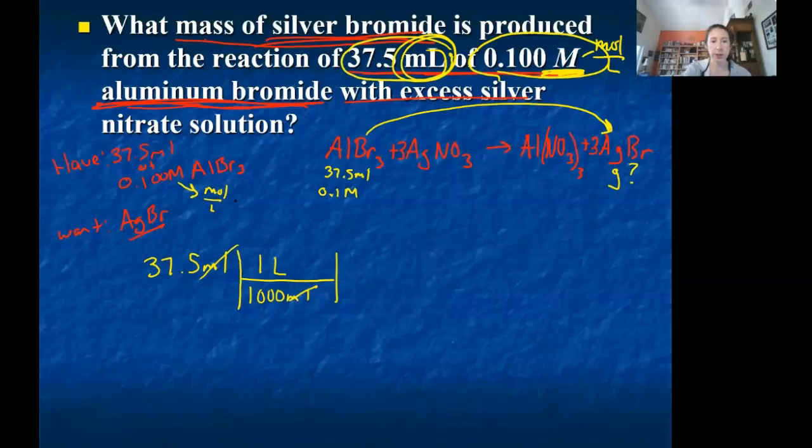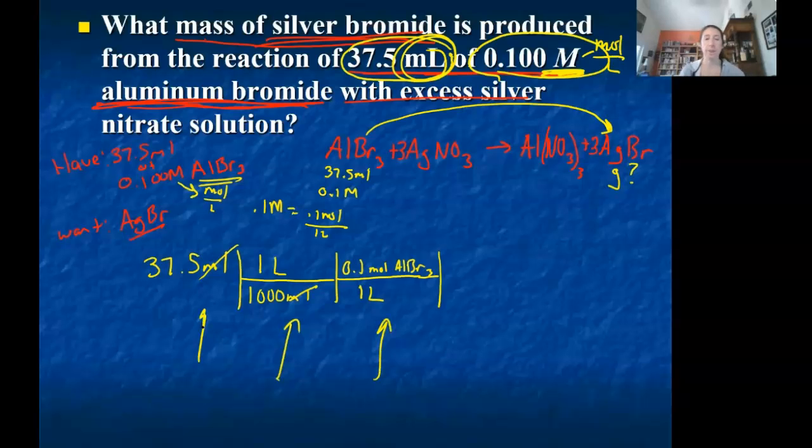Now we can use this molarity. And I want to remind you, this 0.1 molar is the same thing as 0.1 moles over 1 liter. So 1 liter, 0.1 moles, and this is AlBr3. So this is not new, this is not new, this is not new. This is all what we did in the last module.